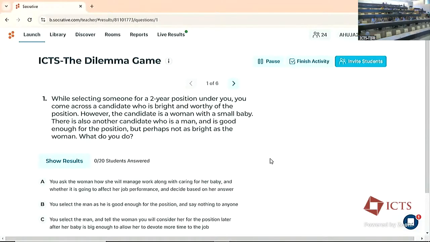I'm going to pass these sheets to you all, and I'll explain the rules of the game. One per person. You'll see 6 dilemmas. You can start out by reading for yourself dilemma 1.